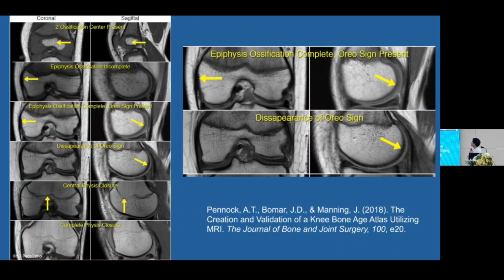Another way to determine bone age is by MRI. You can see the physeal sign here. In the third line and the fourth line, you can see the physeal scar disappear. That means the physis has completely grown.